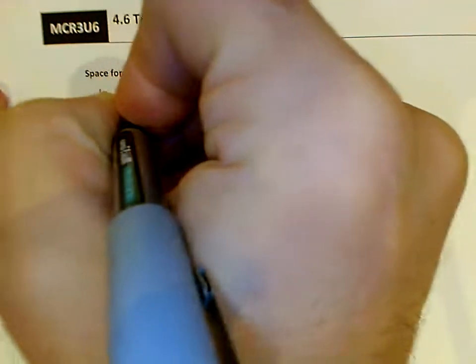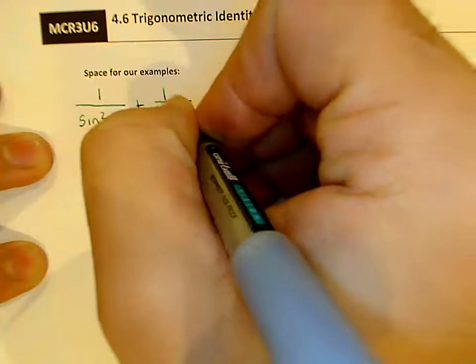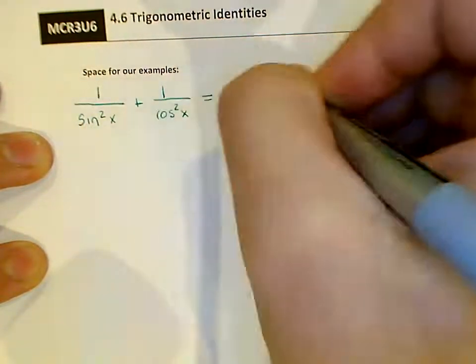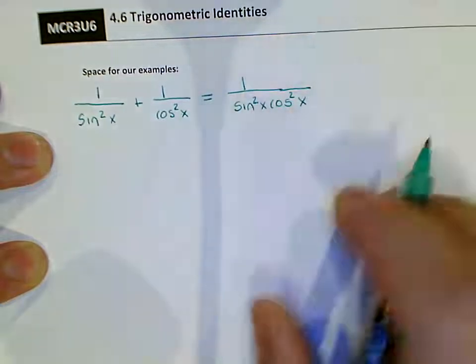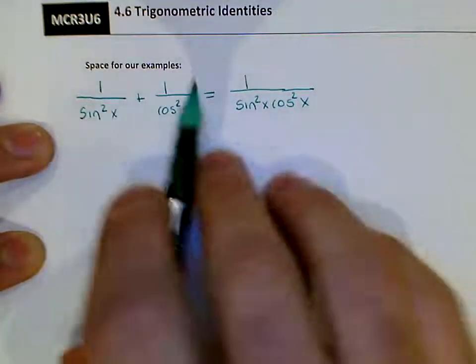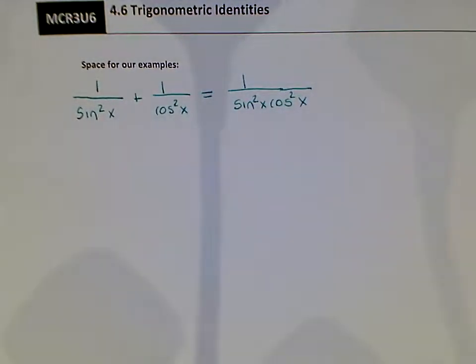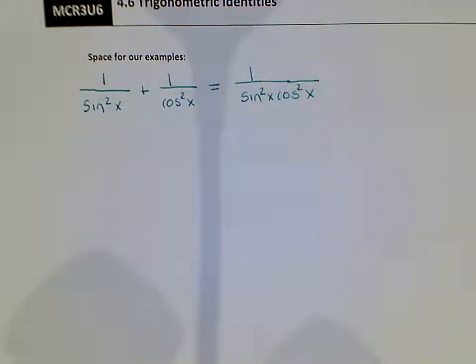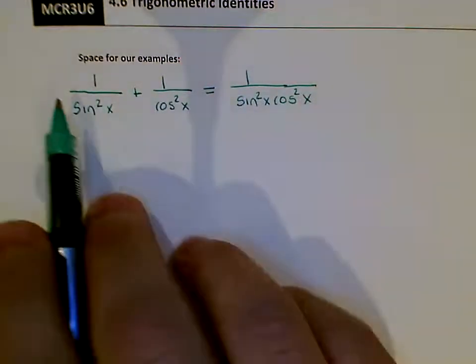So this first example says 1 over sine squared x plus 1 over cosine squared x equals 1 over sine squared x cosine squared x. So again, when solving these identities, I want to make the left side of my equation equal to the right side of my equation. So I'm going to pick the more complicated side to start with, which in this case for me happens to be the left side. So why don't I start by getting a common denominator?